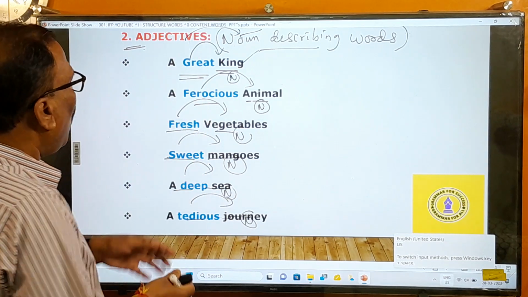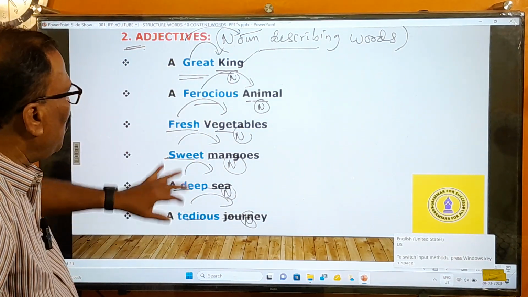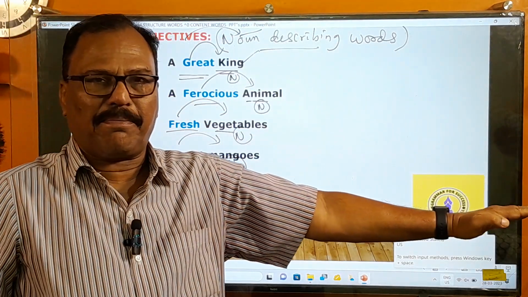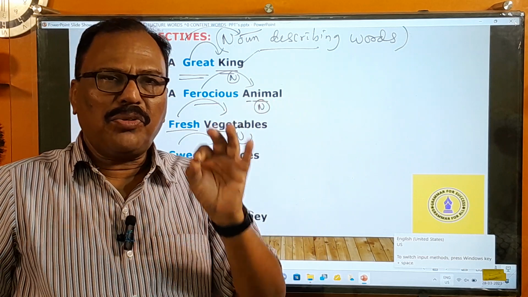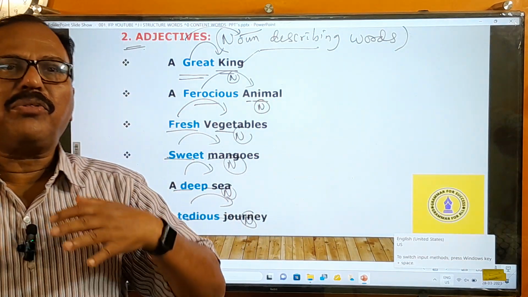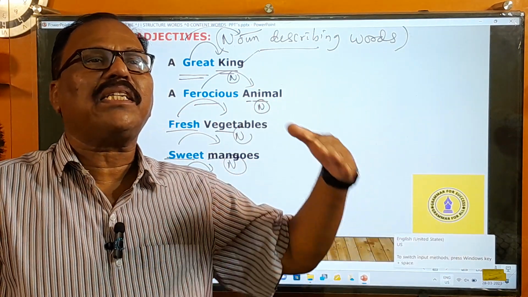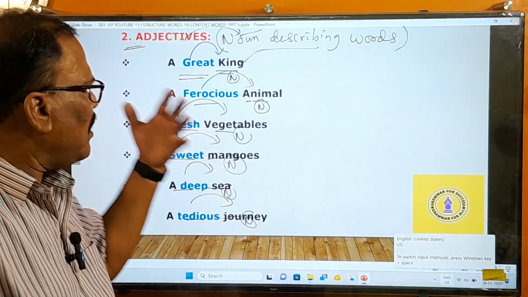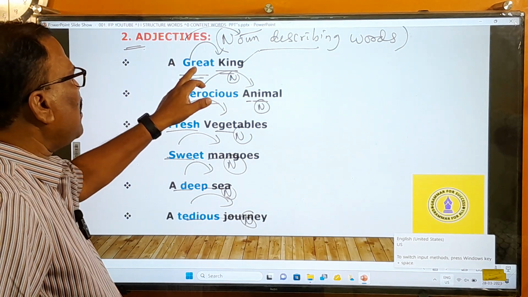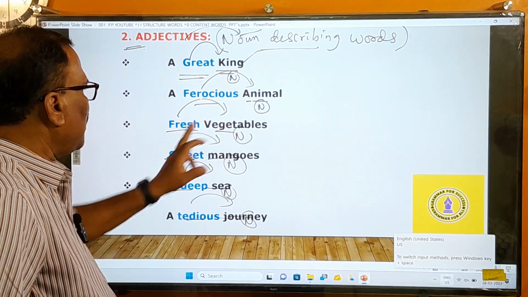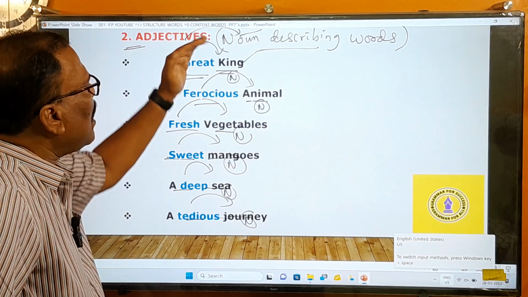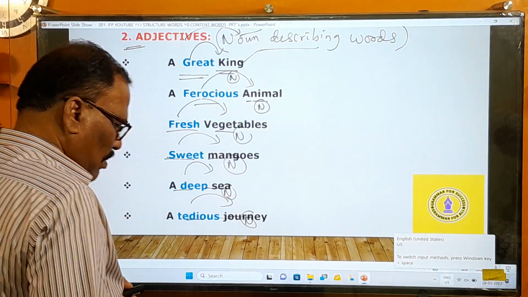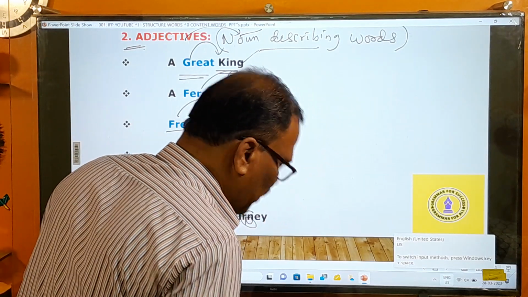So here, all these words in the blue color are describing the nouns that are beside them. The duty of an adjective is to describe a noun that is beside it. Okay, that is the duty of an adjective. So it will always describe a noun, right? And now let's go to the next important aspect.